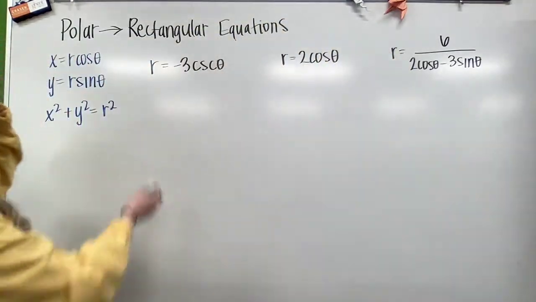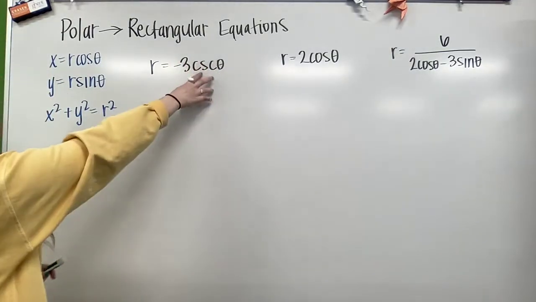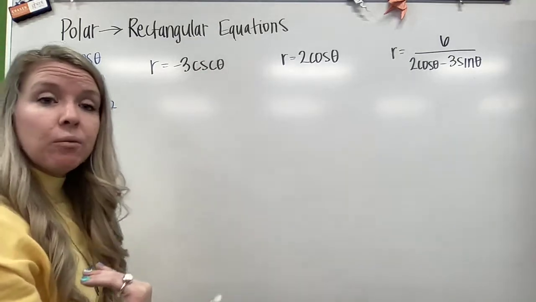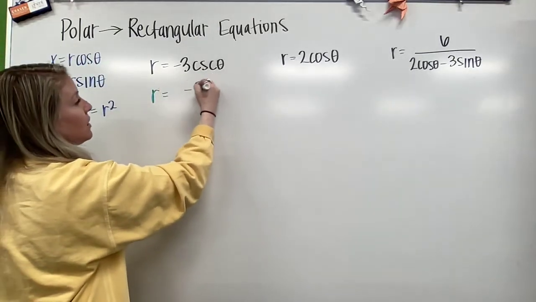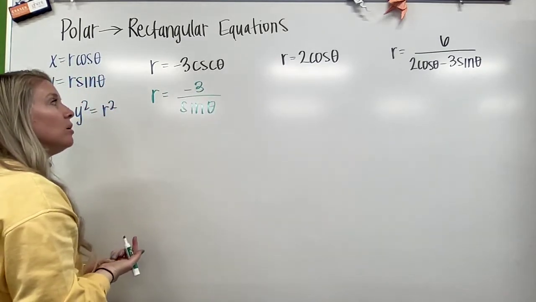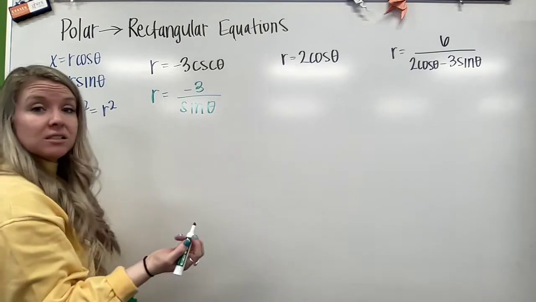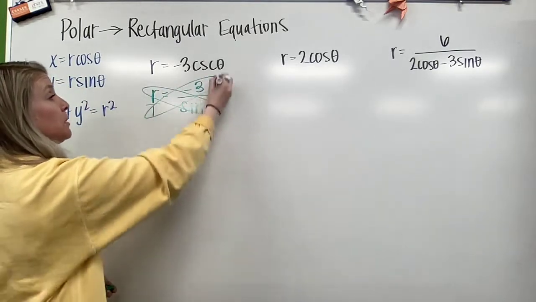So this first one, we have r equals -3 cosecant theta. Well, since we don't know anything about cosecant, I'm going to rewrite that as a sine. So this becomes r equals -3 over the sine of theta. Okay? What I'm going to do here is some algebra. This is r over 1. I'm going to go ahead and cross multiply.